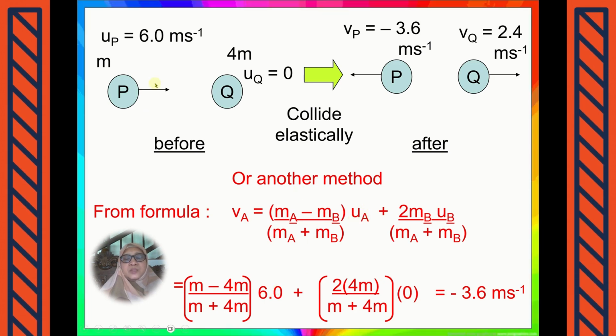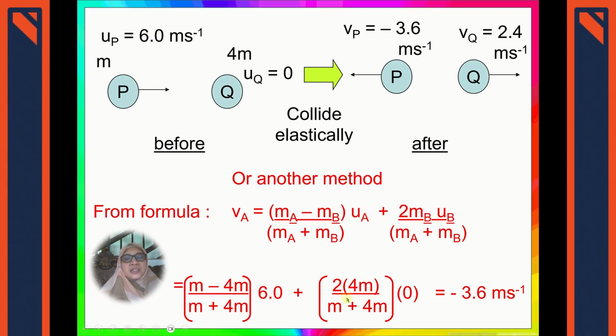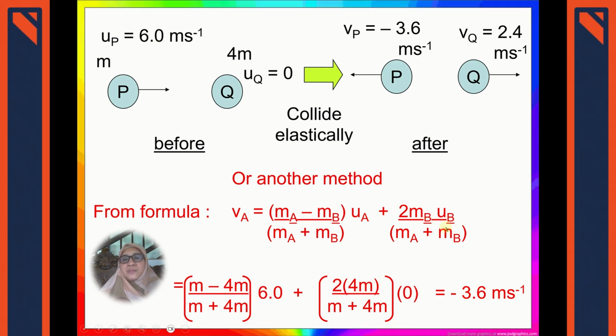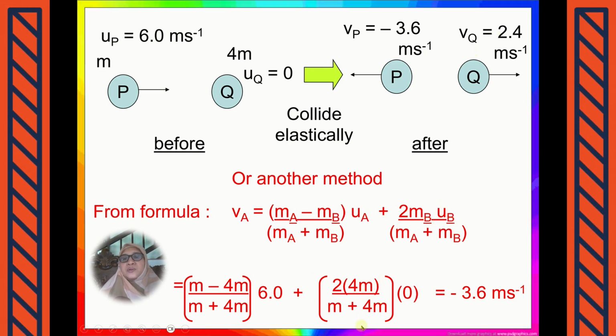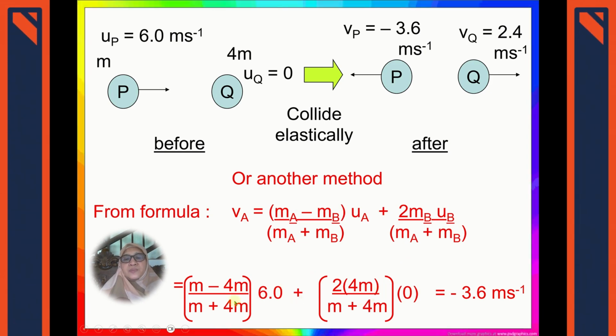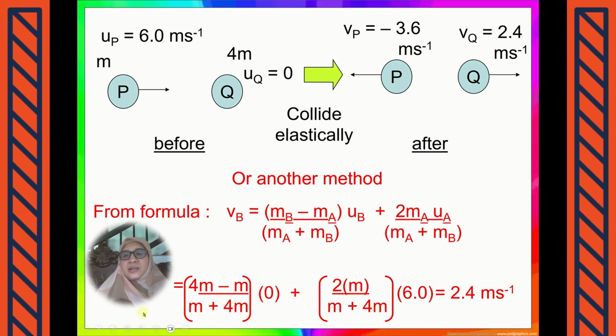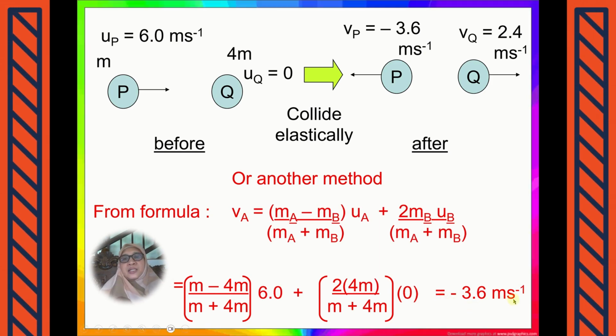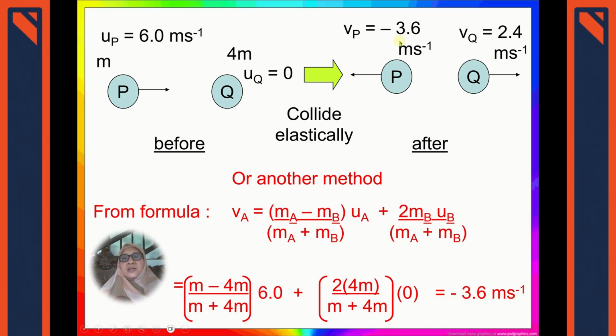Okay, so for the VA, we substitute the mass M minus 4M and then M plus 4M times the speed of A, which is 6. Then the 2MB, MB is 4M, the mass of B. So the UB is 0, so that means this part is 0. So you solve, you get negative 3.6 meter per second. Okay, so same answer as the previous method.